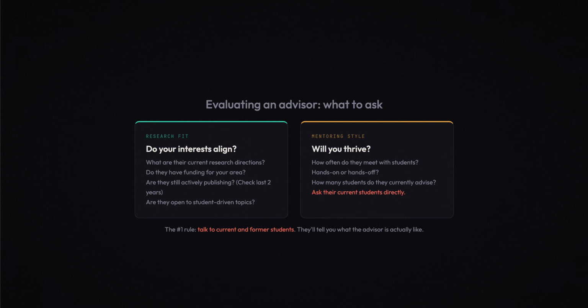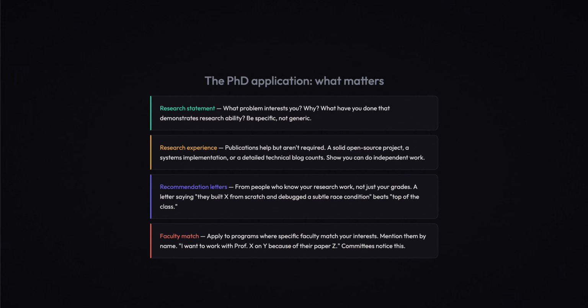When you actually apply, 4 things carry the most weight. The research statement: what problem interests you? Why does it matter? And what have you done that demonstrates research ability? Be specific, not generic. Research experience: publications help, but they're not required. A solid open source contribution, a real systems implementation, a detailed technical blog series, all of these count. The committee is asking, can this person do independent technical work?